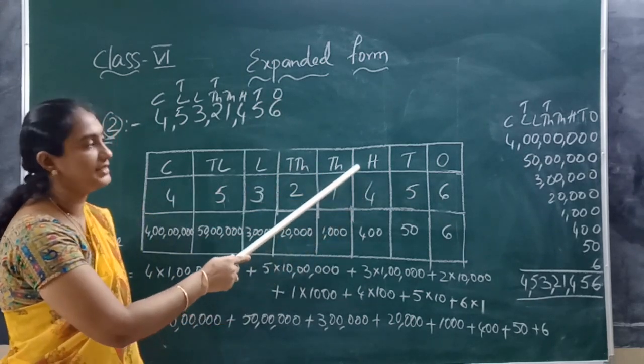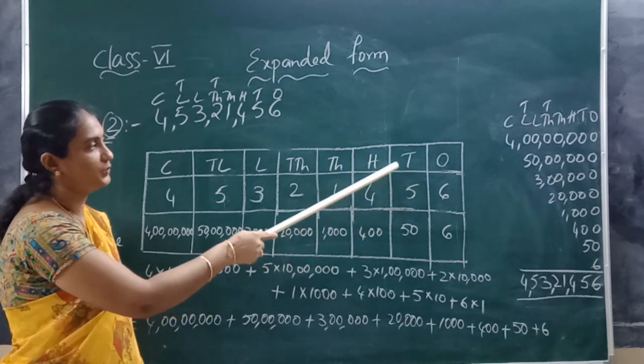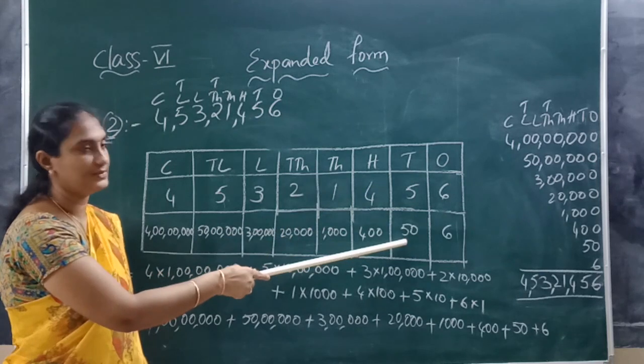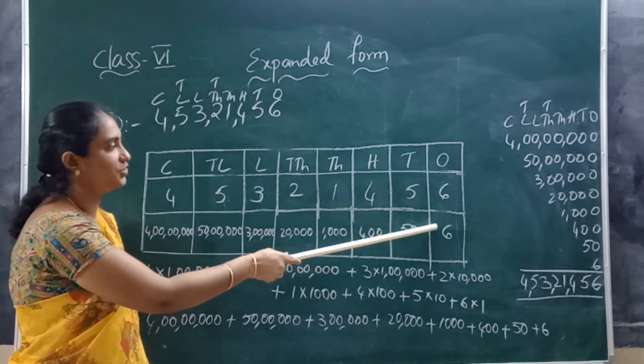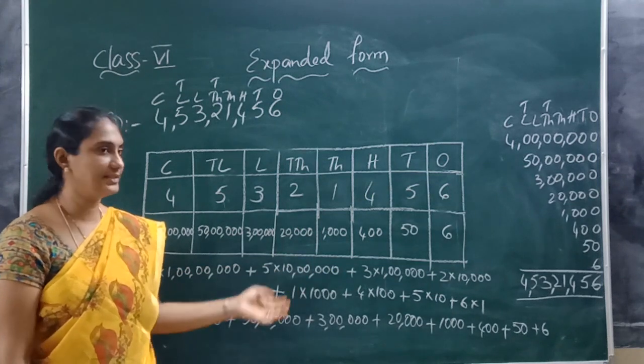4 is in which place? Hundreds place. So the number is 400. 5 is in which place? Tens place. So the number is 50. 6 is in which place? Ones place. So it is 6. Now let us see the sum.